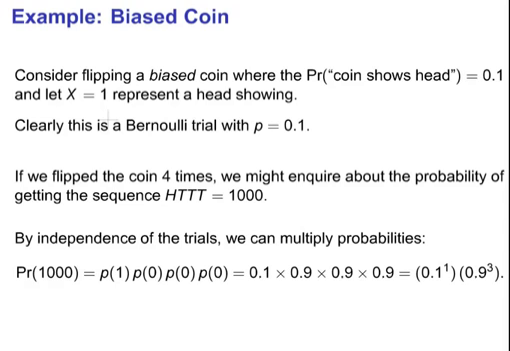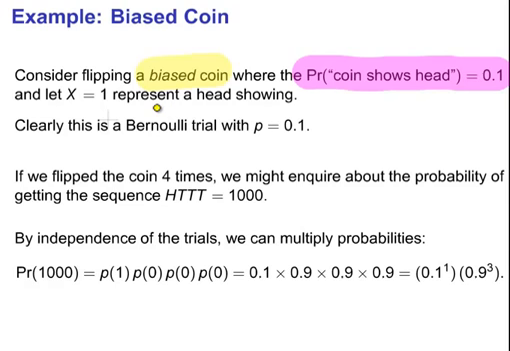So consider a biased coin example. Previously I discussed a fair coin, but let's just say, for argument's sake, it's a biased coin where the probability of heads is 0.1. Let x equal 1 represent a head showing. So if we get a head, x equals 1. Clearly this is a Bernoulli trial with probability p equals 0.1.